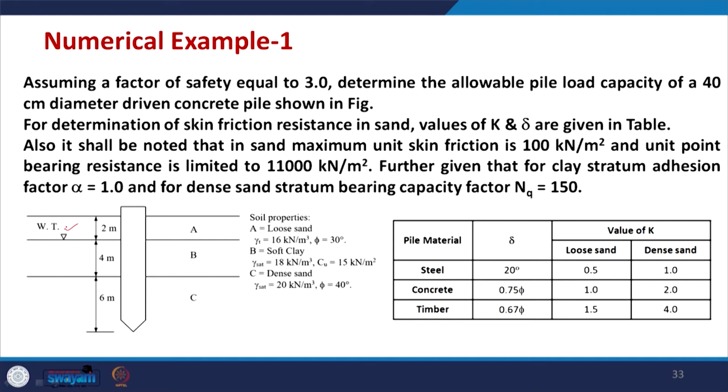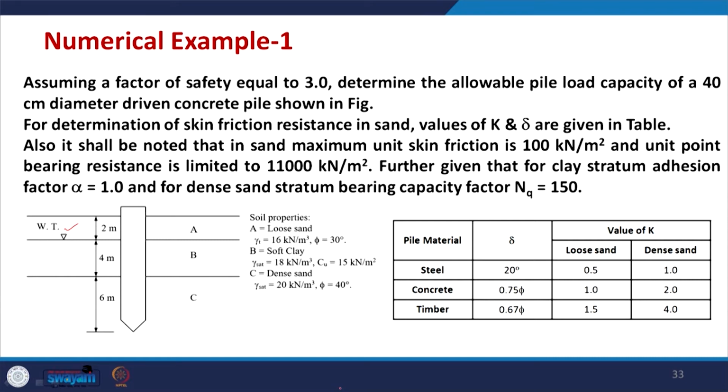So, this is the location of the water table. It means below layer A, both layer B and C are saturated layers, and further data is given. This is the table which we have discussed in the theory, that for different pile materials, steel, concrete and timber, the value of delta and value of K is listed here.